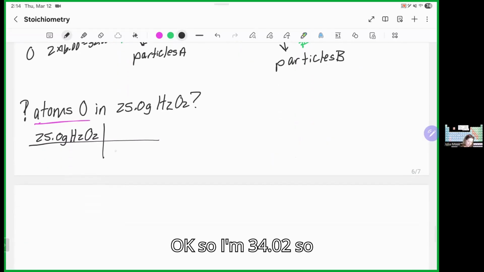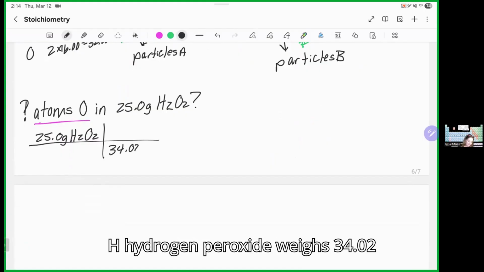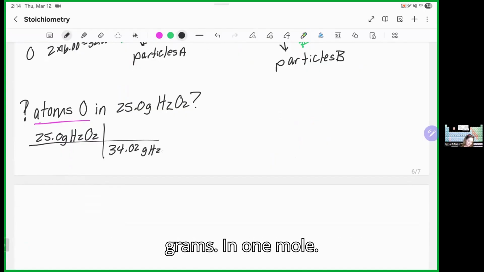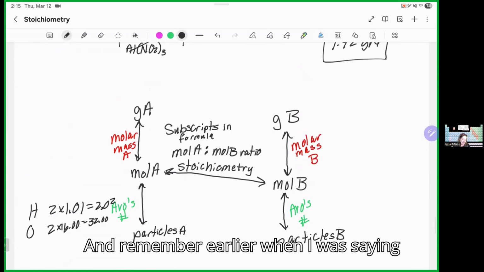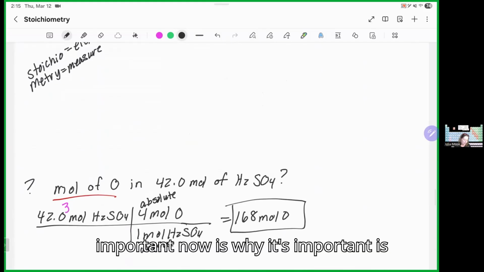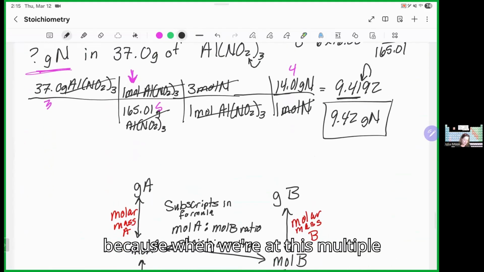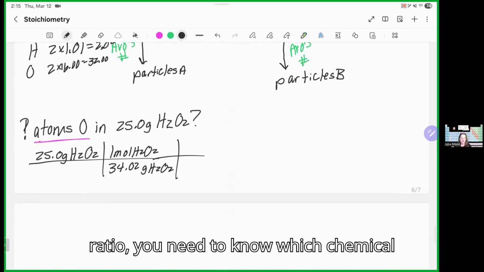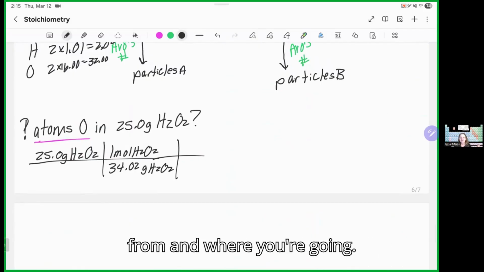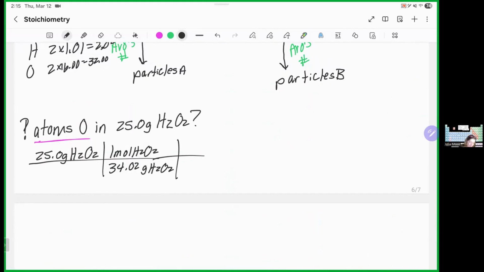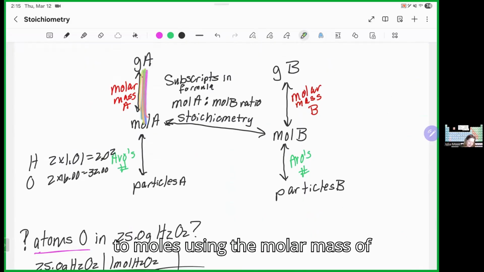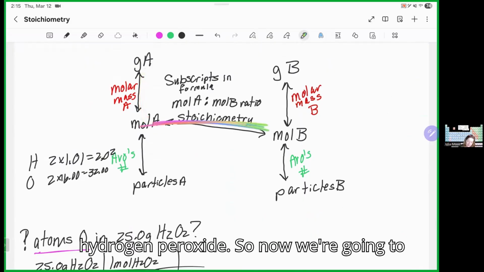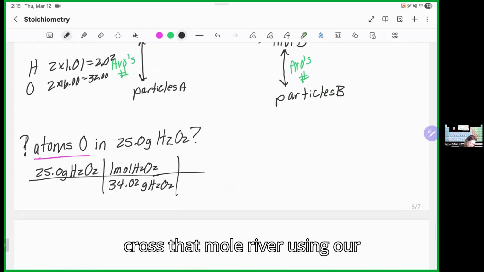Okay, so I'm 34.02. So hydrogen peroxide weighs 34.02 grams in 1 mole. And remember earlier when I was saying our chemical cancels too, and that's important? Now is why it's important, because when we're at this mole to mole ratio, you need to know which chemical you're canceling, where you're coming from, and where you're going. We just went from grams to moles using the molar mass of hydrogen peroxide. So now we're going to cross that mole river using our stoichiometry.